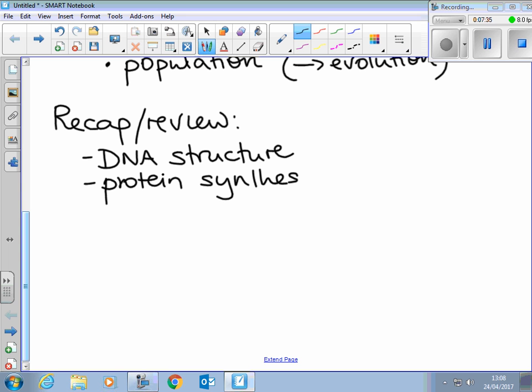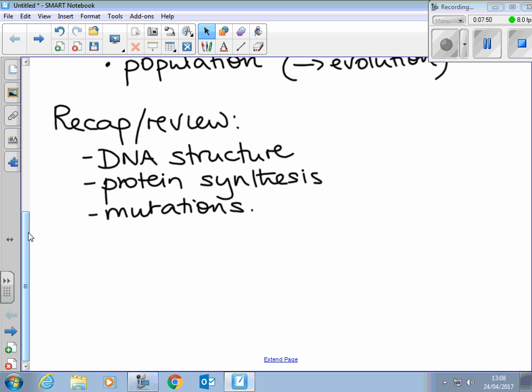And mutations, of course, are relevant, definitely in evolution, because that's what drives evolution: changes in genes which are then selected or not selected.